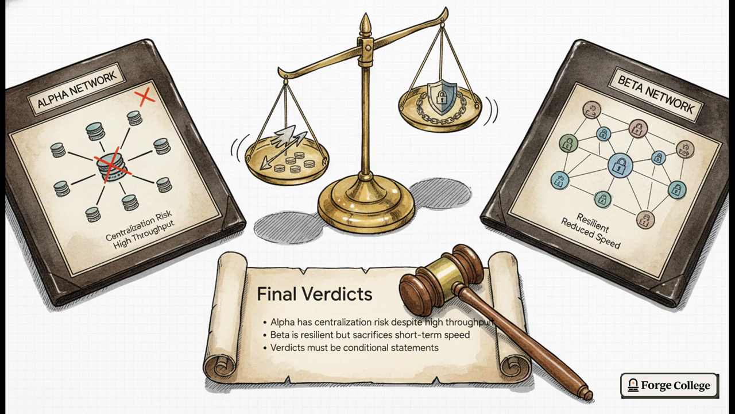So for Alpha, we'd say, given its high top 10 block share and single client dominance, Alpha has a high operational centralization risk despite its blazing fast throughput. For Beta, given its wider state distribution and multi-client environment, Beta is highly resilient to single-point failures, but it clearly sacrifices short-term speed and performance to get there.